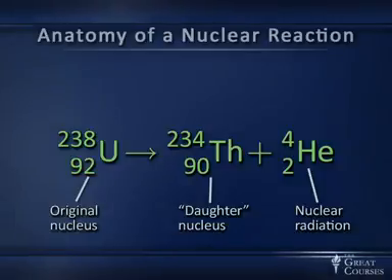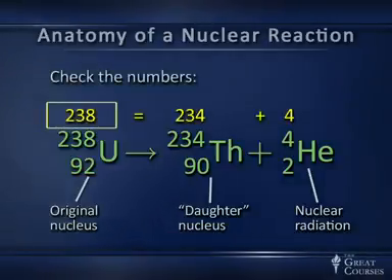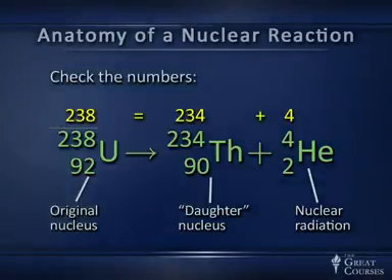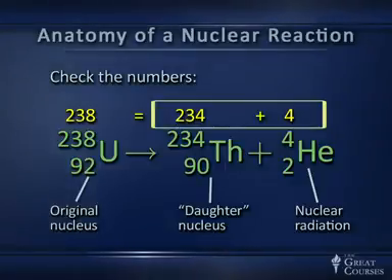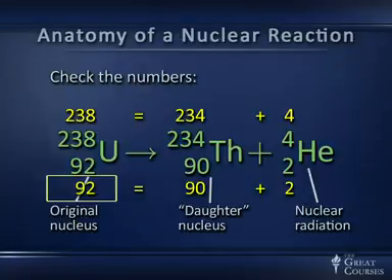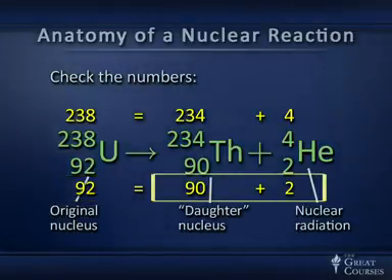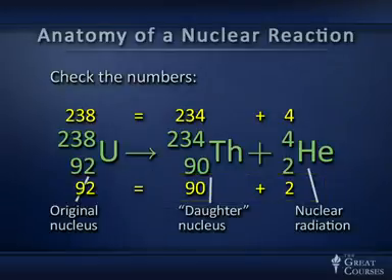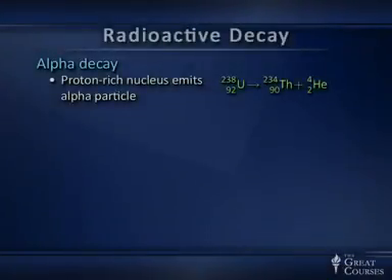And if we want to make sure we've got it right, we check the numbers. We had 238 mass number on the left. We have 234 plus 4 on the right. Yep, 238. We've got 92 protons worth of electric charge on the left, and on the right we've got 90 plus 2, 92. So that's good. So let's go on and look at the rest of the nuclear reactions that we'll be considering, radioactive decays. We've got alpha decay.